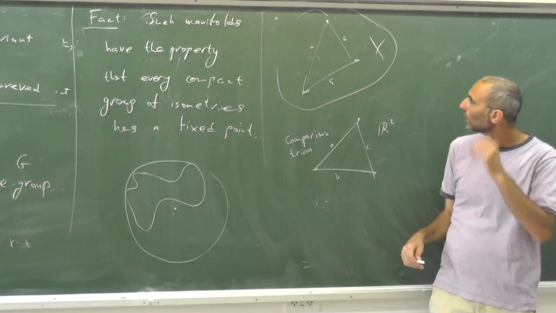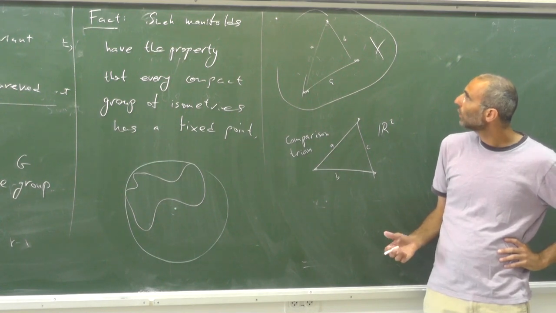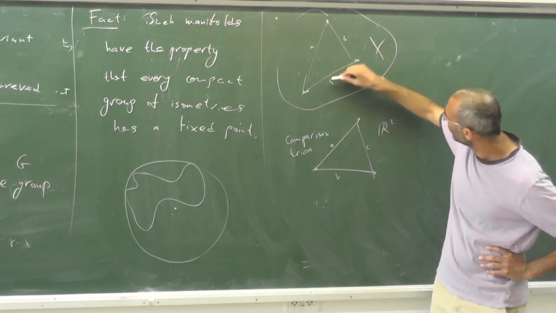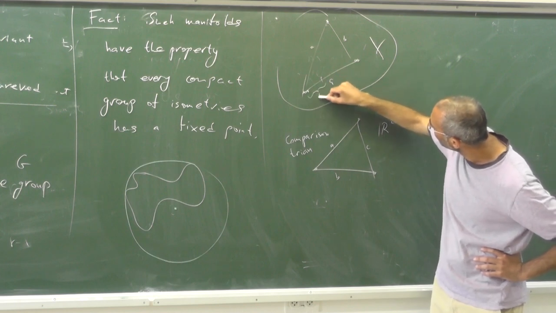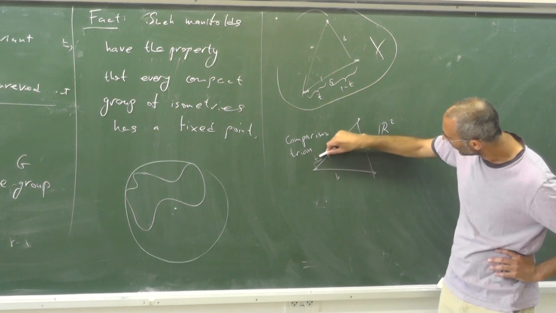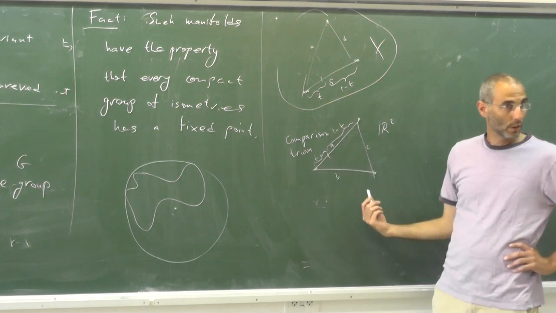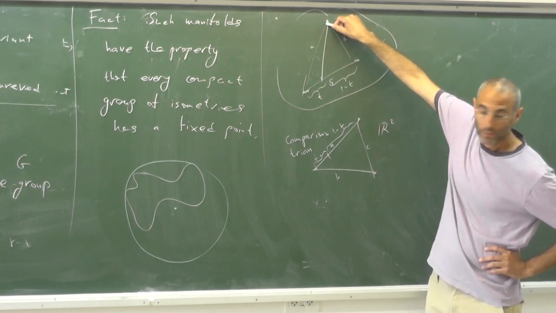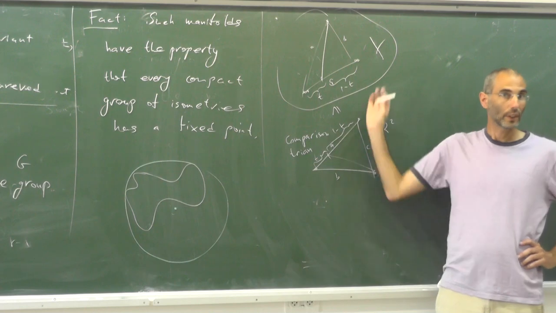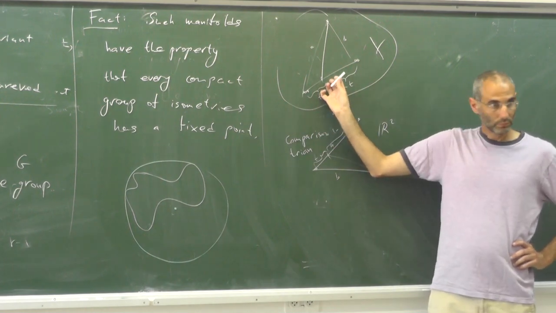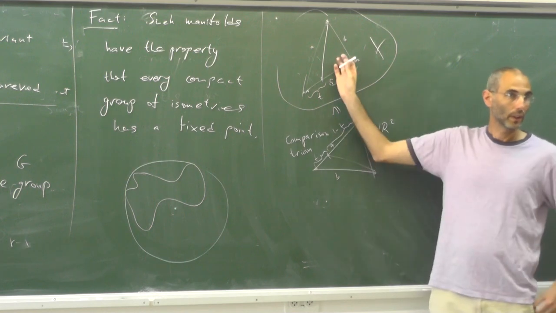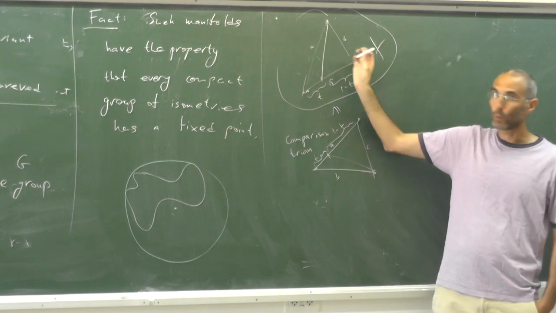And the CAT(0) axiom says that this triangle should be thinner than that one. I can take a parameter t and find a point that divides this side in some ratio t to 1-t, and I can measure the distance between this point here and those points here, and I want to have an inequality for every t. If this property is valid for every three points and for every t, so that you have this inequality, then we say that the space X satisfies the CAT(0) property.